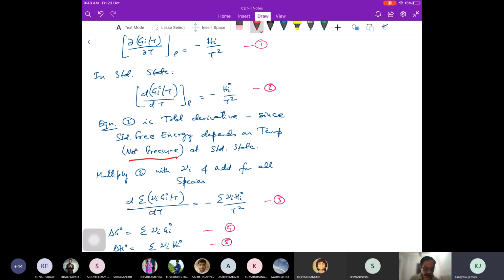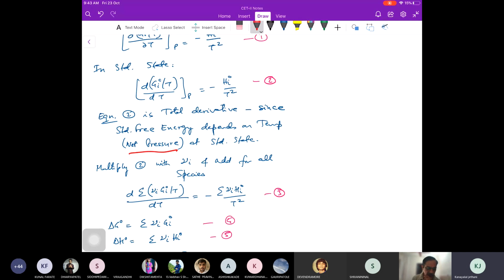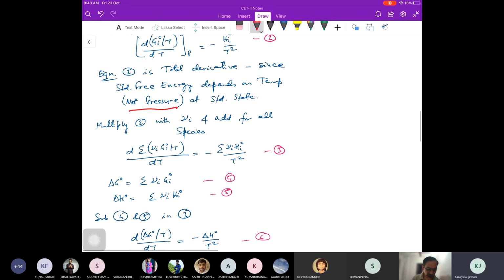total derivative. So multiply equation 2 with nu i and add for all species because we want to find it for a reaction. So we say d of summation nu i Gi0 by T divided by dT. That means we are multiplying this term with nu i, the stoichiometric coefficient, and summing it for all the reactants and products, is equal to minus, the right hand side we have to do the same, summation of nu i into Hi0 by T square. And we know that delta G0 is nothing but summation of nu i Gi0.